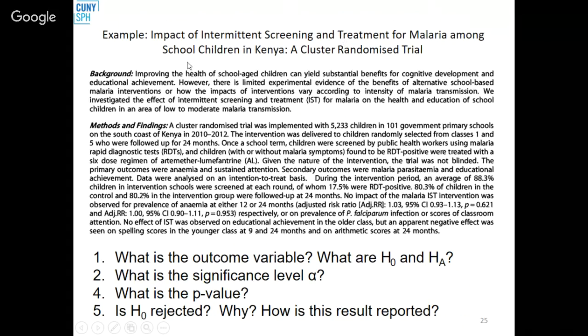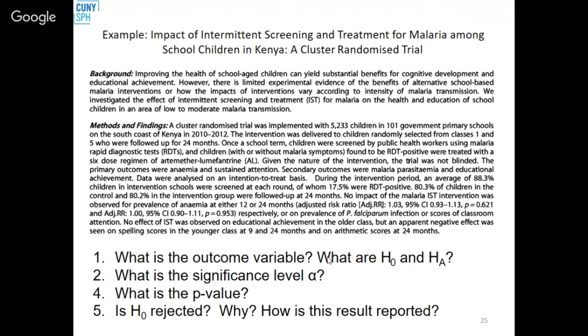So going back to this example of the screening and treatment test, I have some questions for you. So first of all, what is the outcome variable? I know it's kind of small text, but I told you before. There are several outcome variables. What's one of them? Anemia. Yeah, that's one of the outcome variables. So for that outcome variable, anemia, what are the null and alternative hypotheses? Put into words.